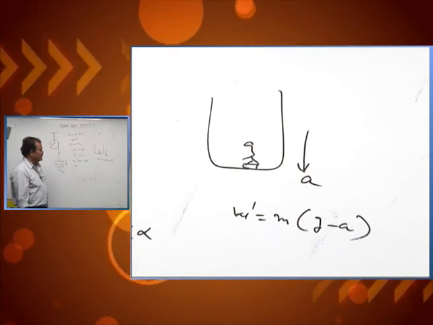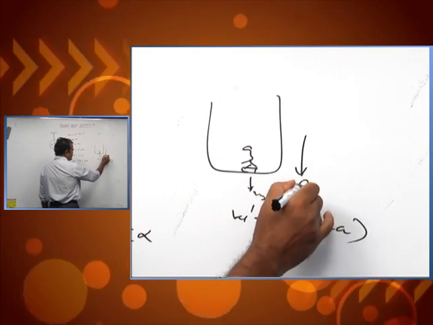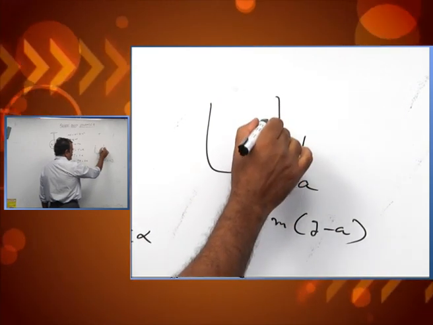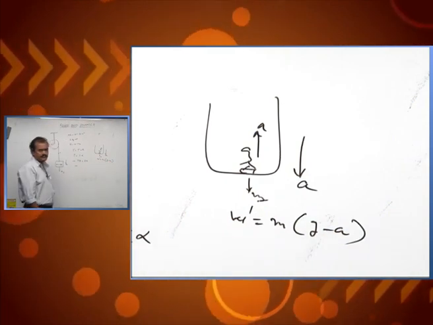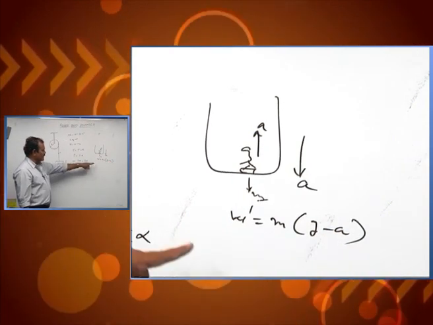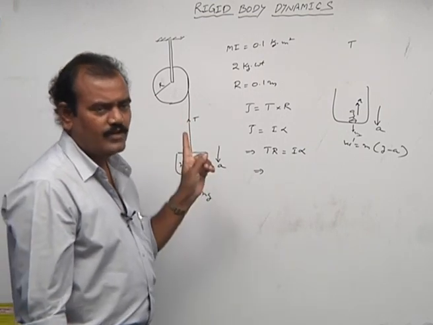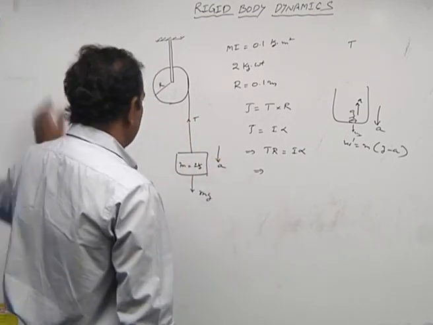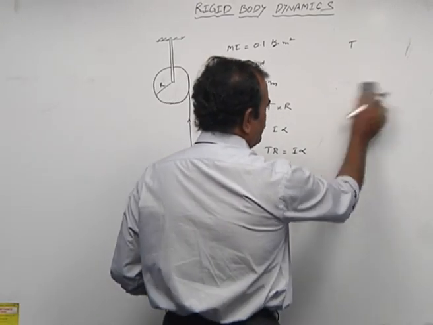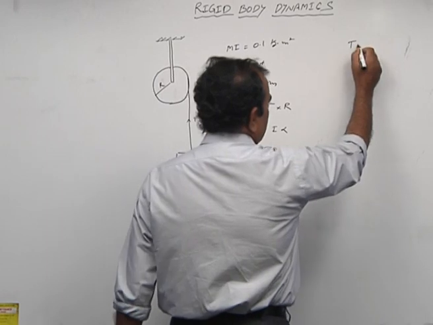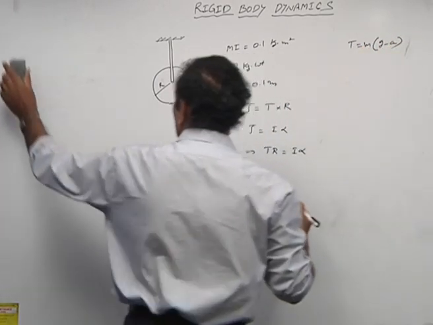We apply M of G minus A because mg acts downward and the pseudo acceleration A acts in the opposite direction, so both are opposite to each other. The same formula can also be applied for the tension developed in the string. That's why T is equal to M of G minus A, which you have to find.